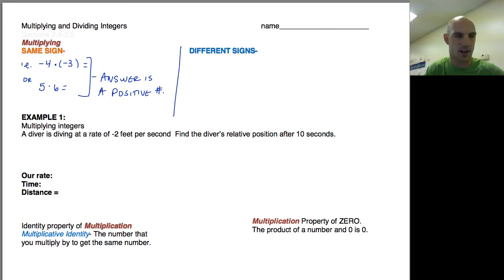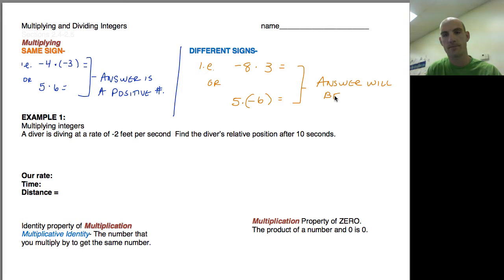If they have different signs, for example, -8 times 3, or 5 times -6. They have different signs, one positive, one negative. If they have different signs, then the answer will be negative. Same sign, positive. Different sign, negative.